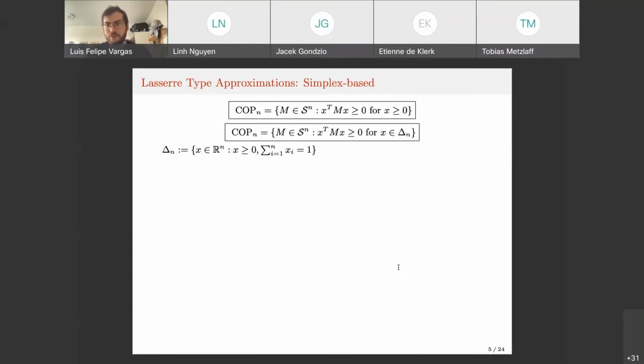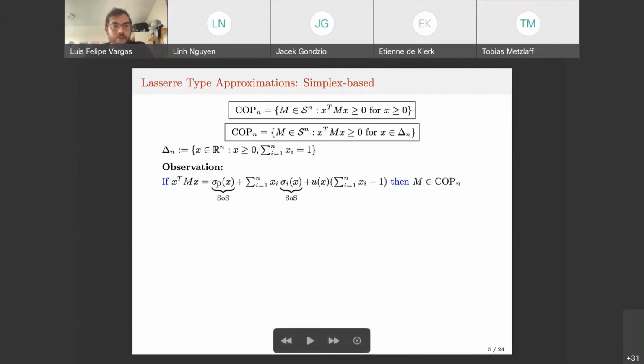Now I will define other cones that are based on Lasserre-type certificates, based on the Lasserre sum of squares hierarchy for polynomial optimization. And for this, we are going again to rewrite the definition of the copositive cone. The first one is the original formulation. In the second one, we can verify easily that instead of the constraint x greater than or equal to 0 for non-negative vectors, we can add the constraint that the sum is equal to 1. We can normalize the sum of the entries. And then we are going to use this second formulation for the following observation.